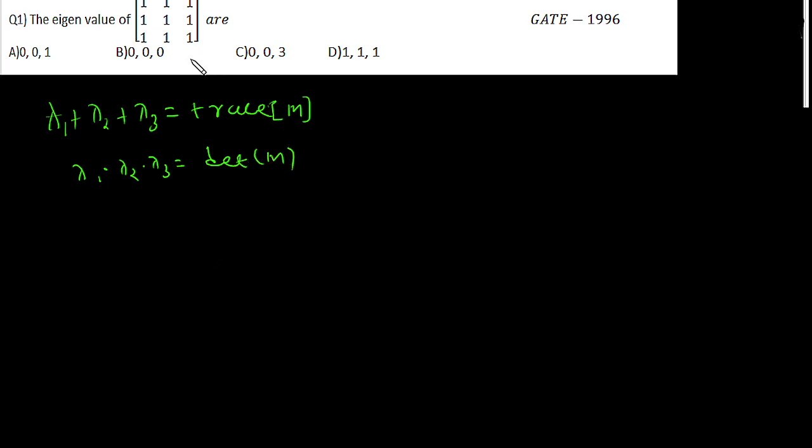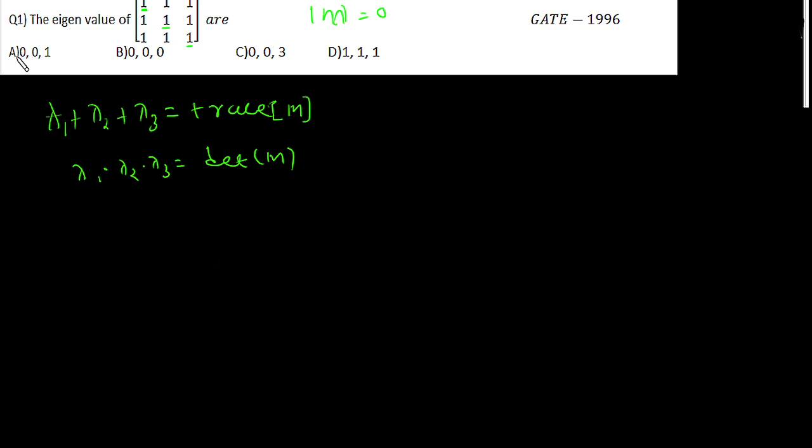Now here we can easily say that the determinant of this matrix M will be 0 because they have identical rows. Two rows are identical. Sorry, all three rows are identical to each other. So the determinant of this matrix is 0, and the trace of this matrix is simply the sum of these three entries, which are 1, 1, 1. So we are getting the sum as 3.